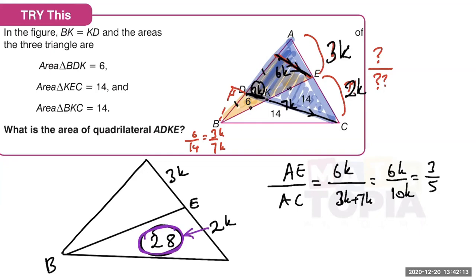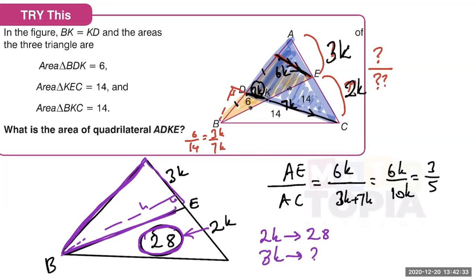So 2k gets 28. I don't really need that 6 part. I need just the whole area, because these guys share the same height. I just need to look at it: if 2k gets 28, what does 3k get? How do I know that? I can see that 1k gets 14 and 3k gets 42. That's going to be 42.